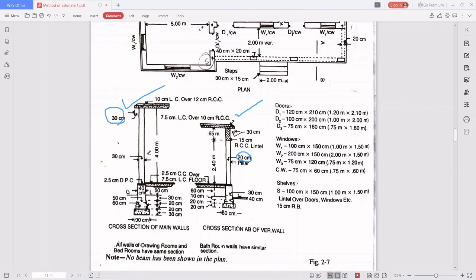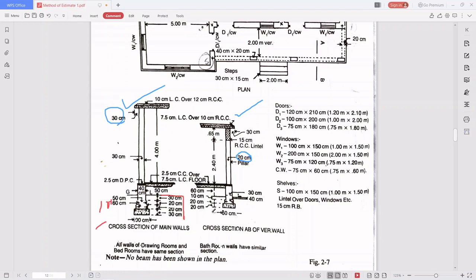When we are excavating for the main wall, what is the height of the trench? See here, what is the height? 30 plus 20, 50. Okay, from here till here, up to this much. 30 plus 20, 50, 50 plus 50, 100. So 100 centimeter of depth is there for the main wall.